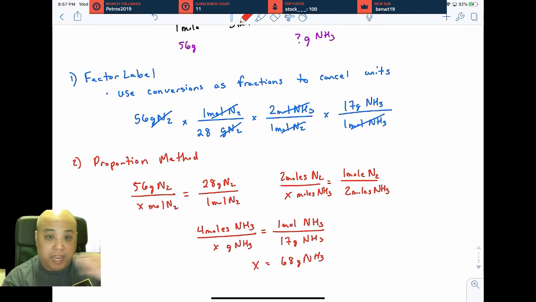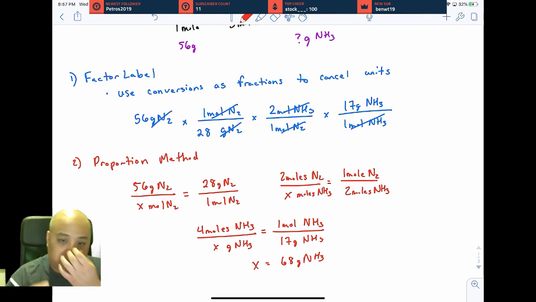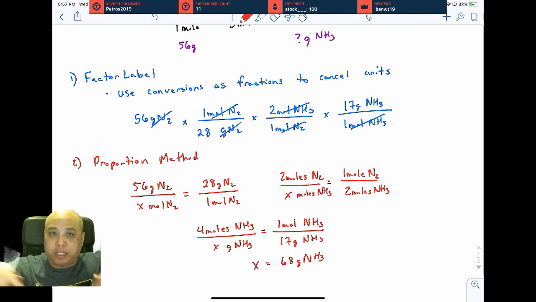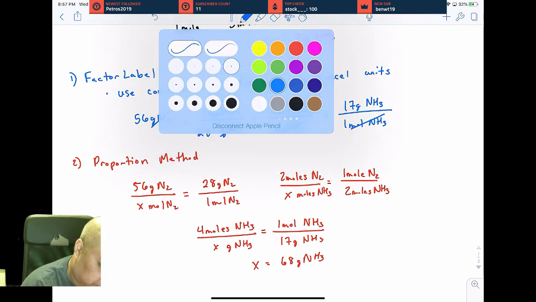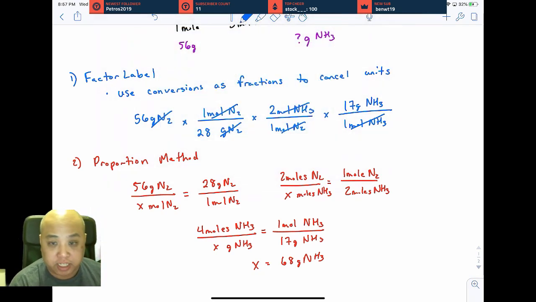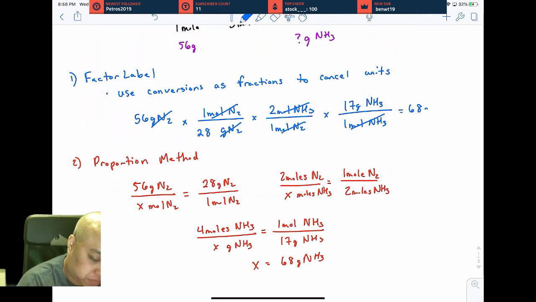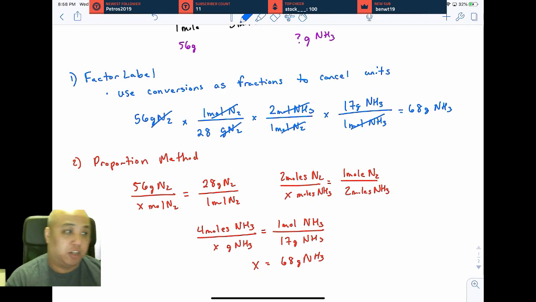Okay. And if you notice in the factor label, you're doing the same steps. All these ways that you're calculating, you're doing the same steps. And so it doesn't matter. You should get the same answer no matter which way you do it. Up here on the top, I forgot to calculate it. 56 divided by 28 is 2. Times 2 is 4. Times 17 is also 68 grams of NH3, sorry.